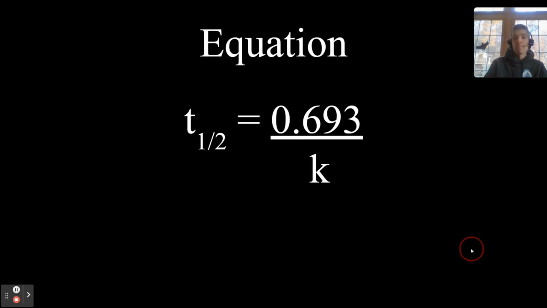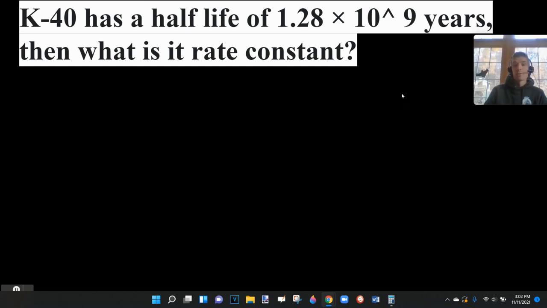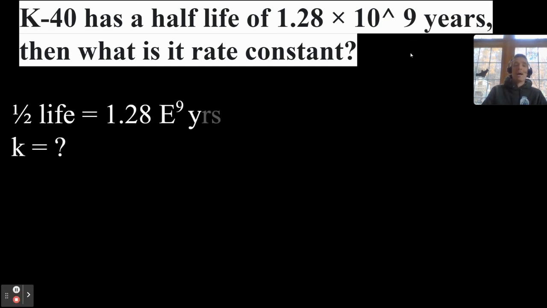Now, how we can use this is we can predict rate constants from a half-life or vice versa. If I knew the rate constant of something, I can figure out, if it's decay, its half-life. So I want to know the rate constant of potassium-40, which is what's in bananas. It's a really long half-life, basically forever, 1.29 billion years. So following the four-step format, the first thing I know is my half-life, and I want to know my K.